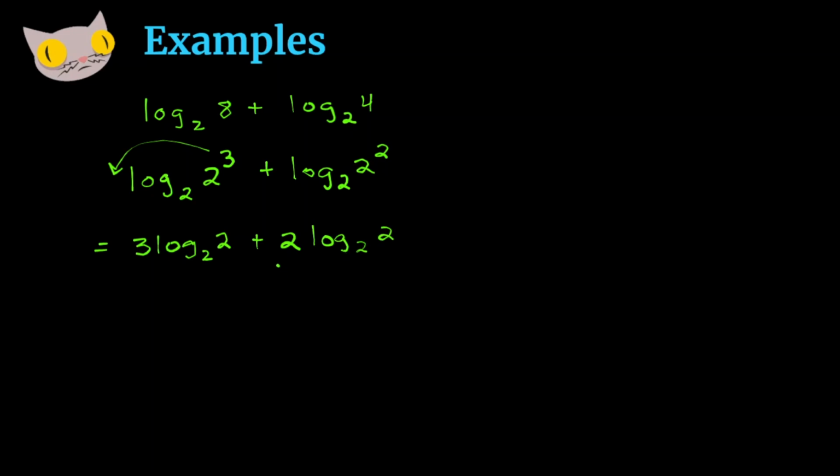Now we can apply the identity rule, where our base is the same as the number we are taking the logarithm of. When these two numbers are equal, this is just equal to 1. So this gives us 3 times 1 plus 2 times 1, and that gives us 5. 5, that's our final answer.